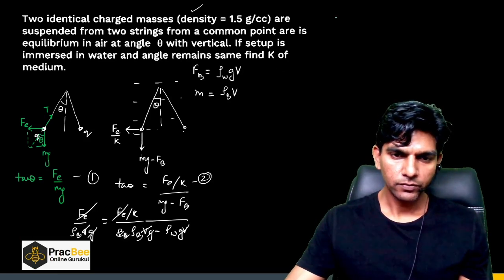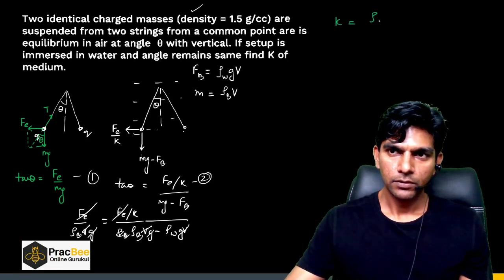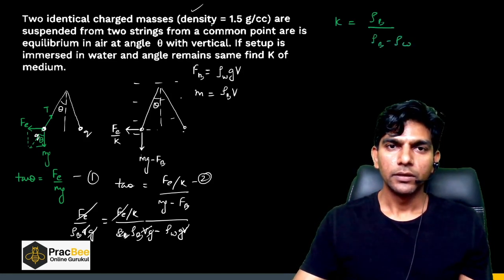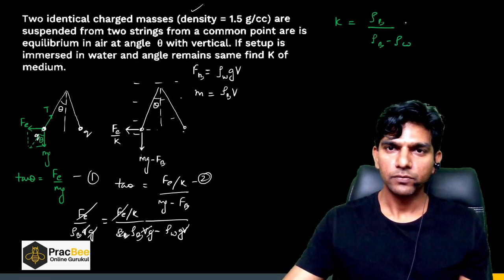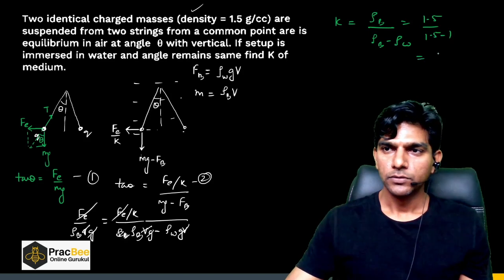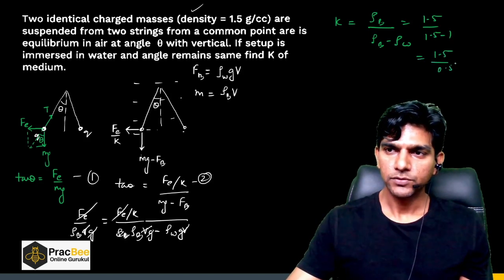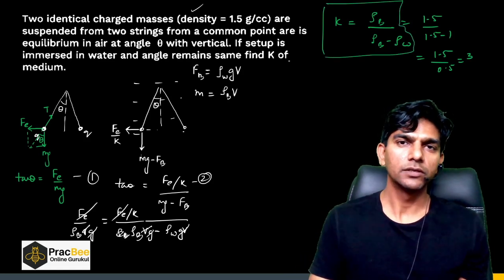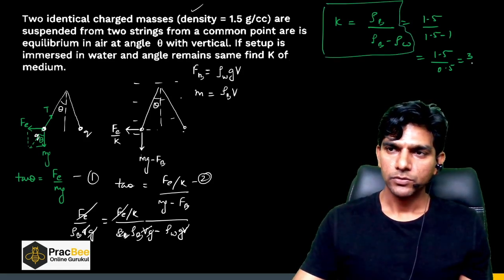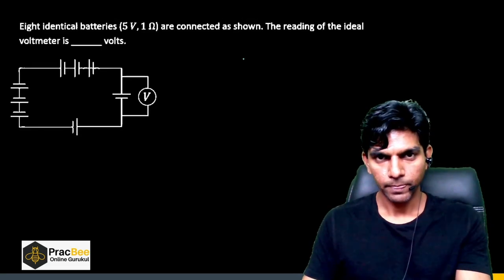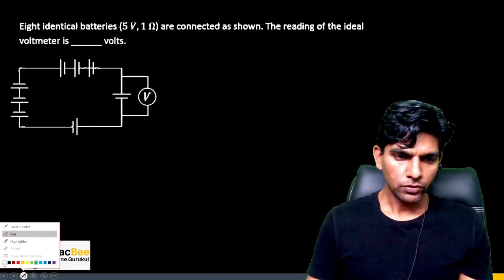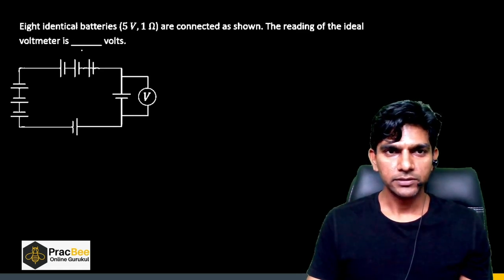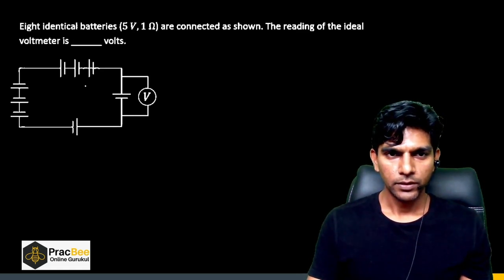so here we have K as rho B by rho B minus rho W, and density is given as 1.5. So this is 1.5 upon 1.5 minus 1, right? So this will be 1.5 by 0.5, so this will be 3. You can remember this relation, it's a quite standard problem. So the answer is 3.